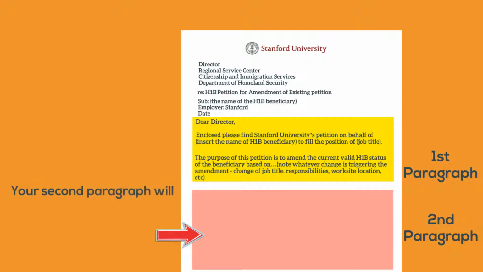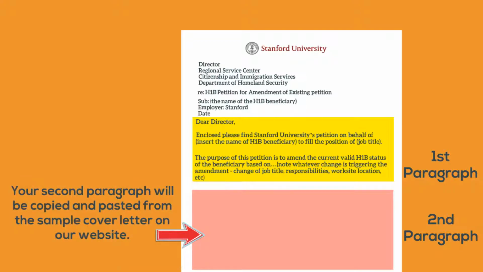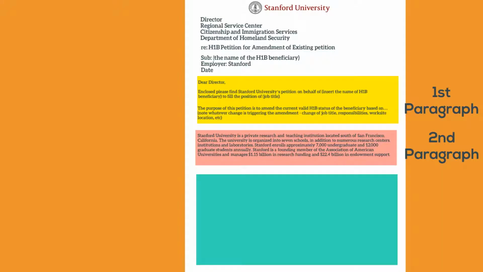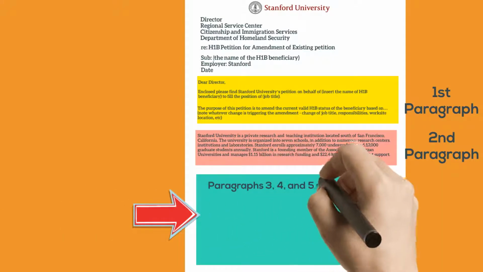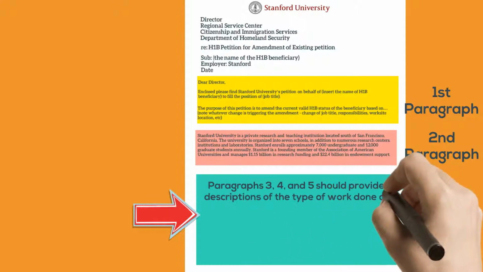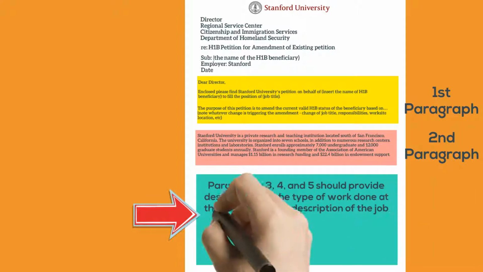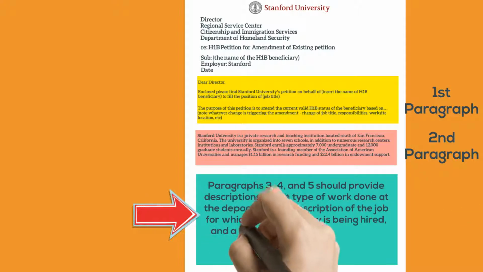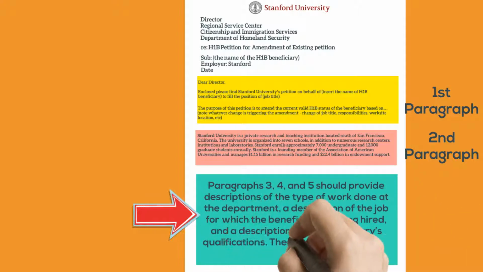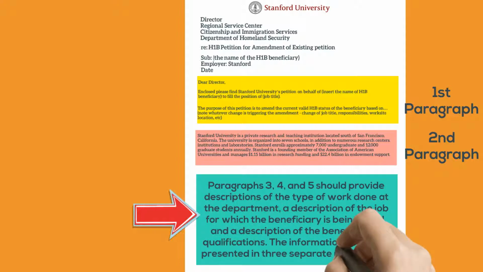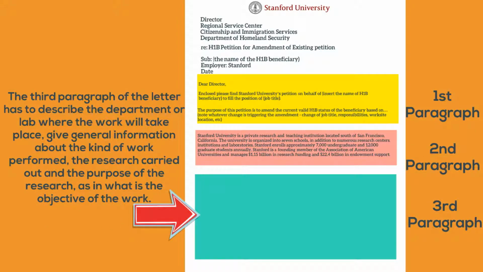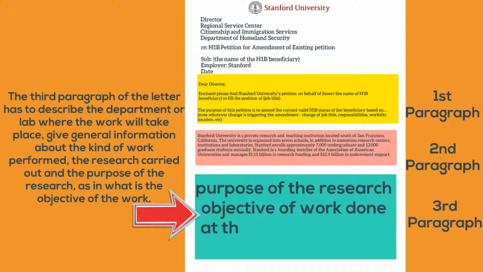Your second paragraph will be copied and pasted from the sample cover letter on our website. Paragraphs 3, 4, and 5 should provide descriptions of the type of work done at the department, a description of the job for which the beneficiary is being hired, and a description of the beneficiary's qualifications. The information should be presented in 3 separate paragraphs. The third paragraph of the letter has to describe the department or lab where the work will take place, give general information about the kind of work performed, the research carried out, and the purpose of the research, as in, what is the objective of the work?